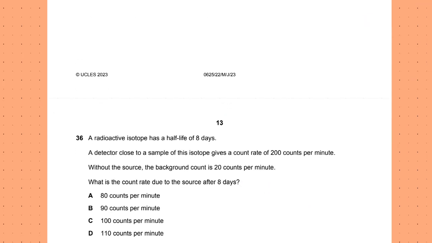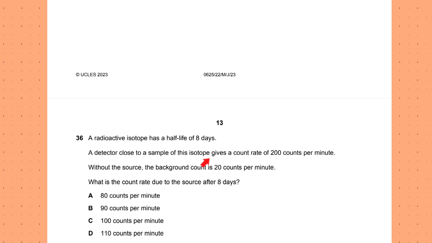36, a radioactive isotope has a half-life of 8 days. A detector close to a sample of this isotope gives a count rate of 200 counts per minute. Without the source, the background radiation is 20 counts per minute. What is the count rate due to the source after 8 days?